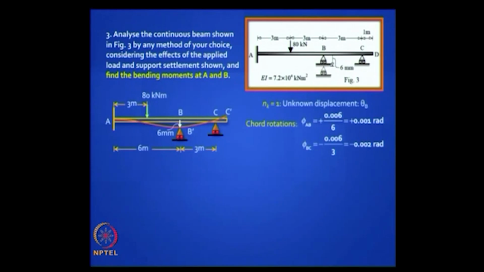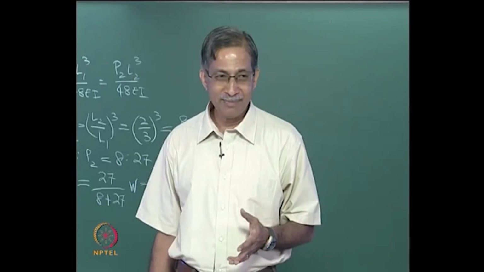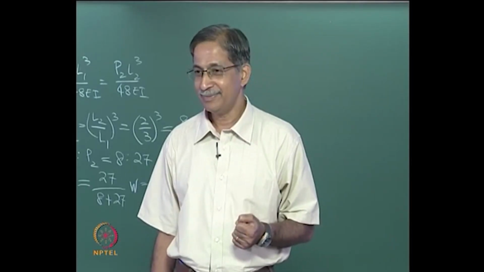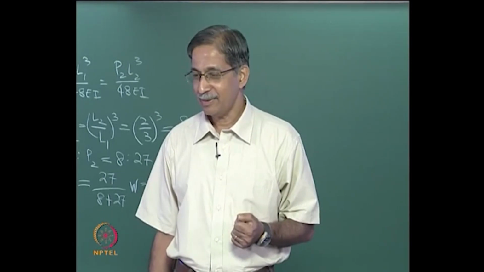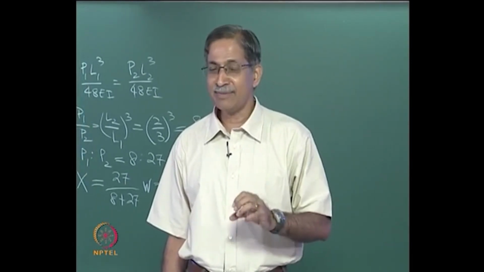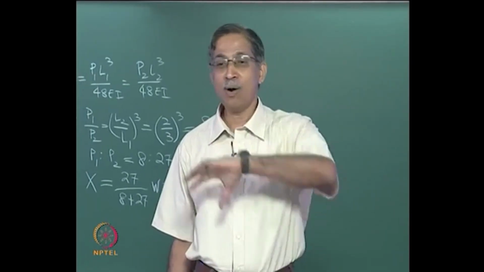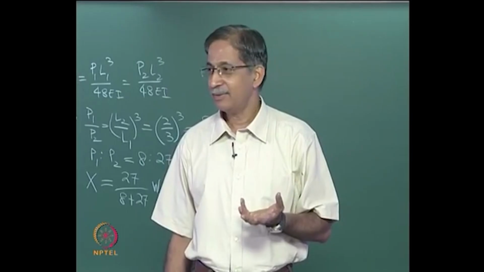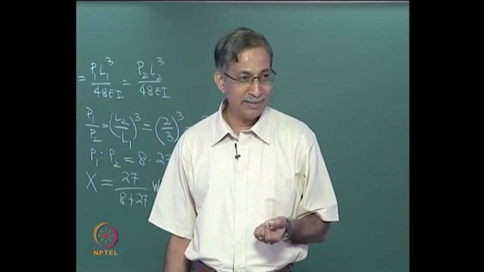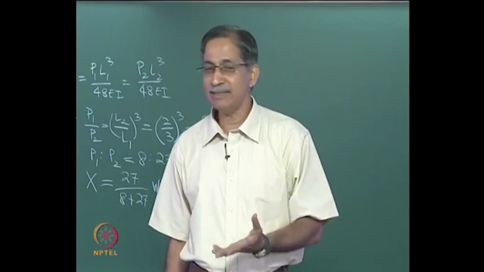It's very easy. Unknown rotation is theta b, chord rotations very easy to calculate. For AB it is, and some of you messed up in the chord rotation itself. You wrote phi AB is 6 divided by 6 equal to 1. You have 6 apples and 6 oranges, you can't mix them up. Actually in terms of size you got 6 lemons and 6 watermelons. So you can't write 6 by 6 equal to 1, 6 millimeters and 6 meters.